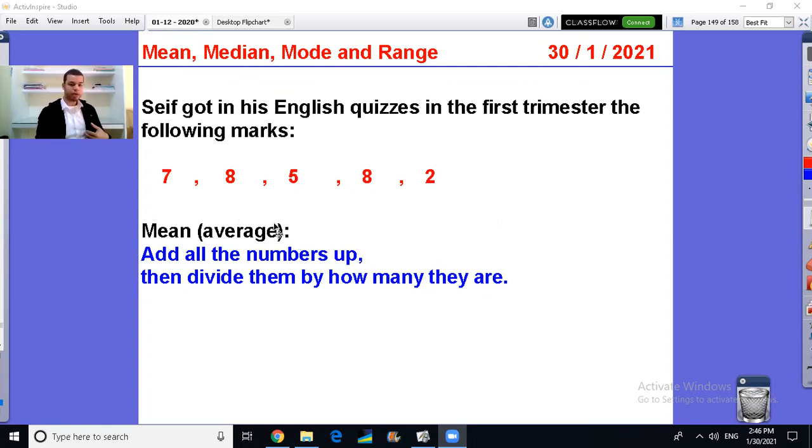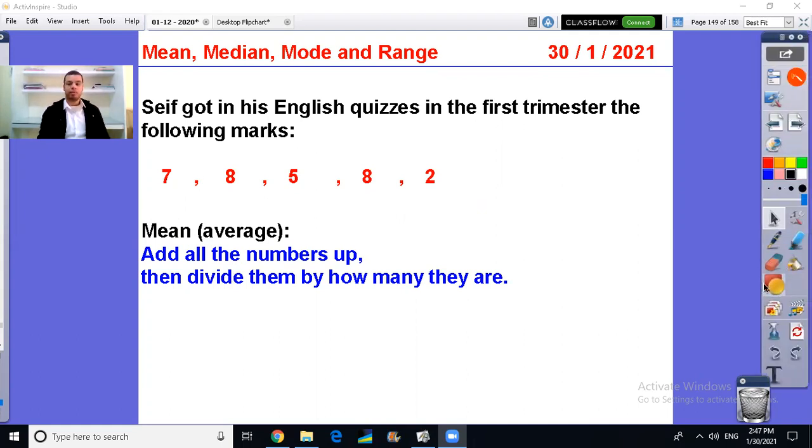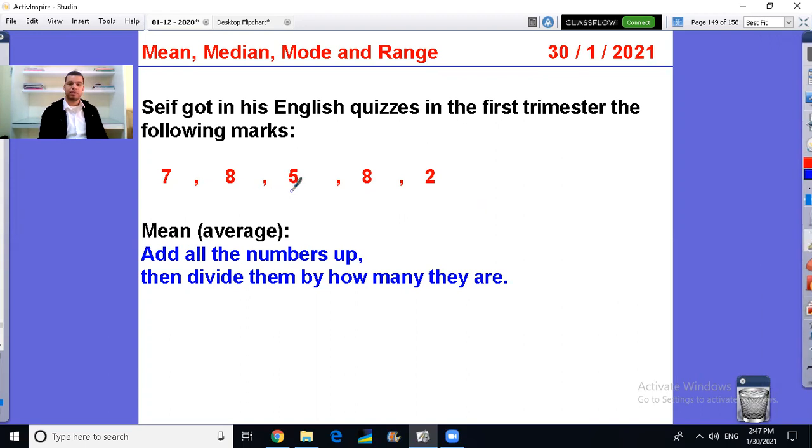So here, for example, the mean or the average of this set of data is found by adding all the numbers up. So the first thing that you need to do to find the mean, which is also called the average, is add all the numbers in the set up. So let's do this. 7 and 8 is 15. 15 and 5 is 20. 20 and 10 is going to be 30. Done, mister. I added them up. What am I supposed to do next?